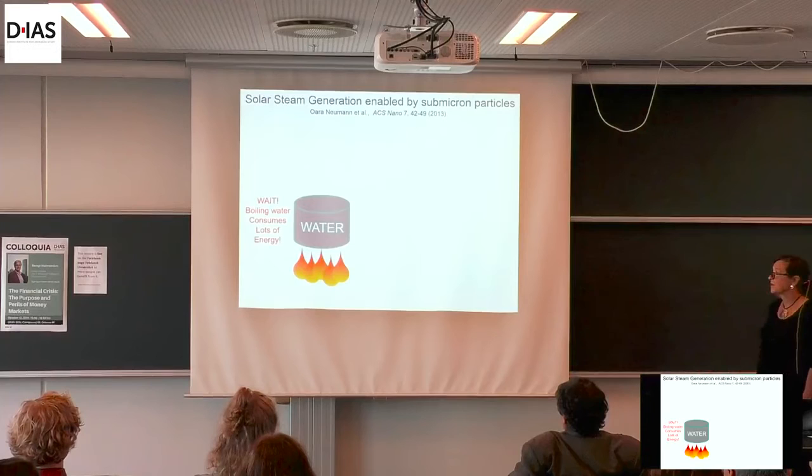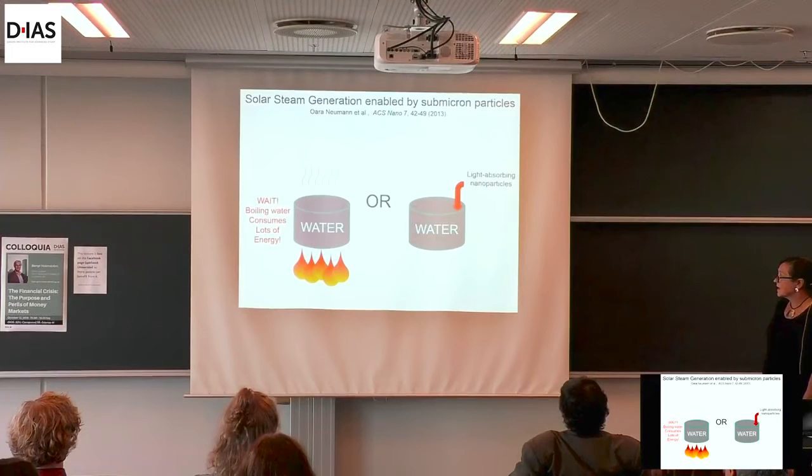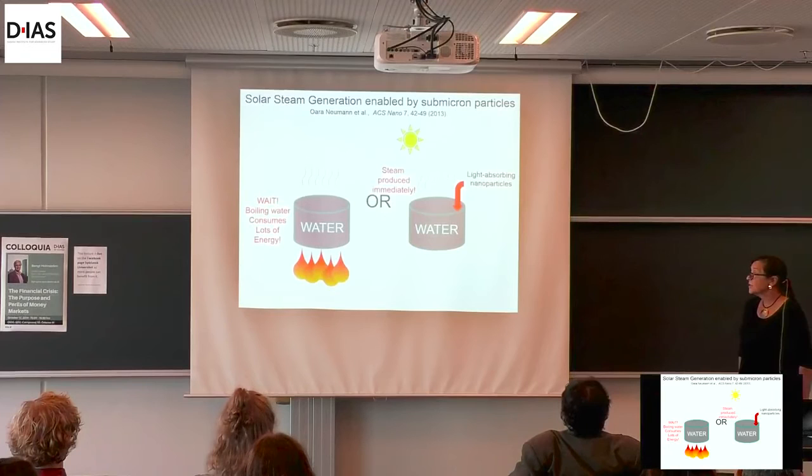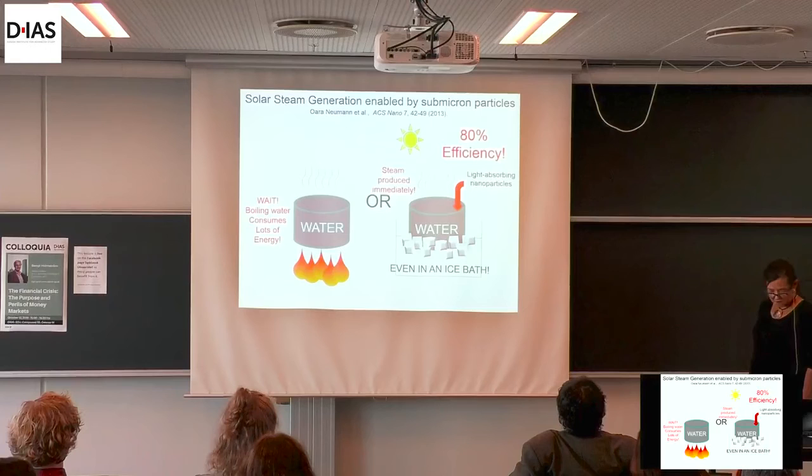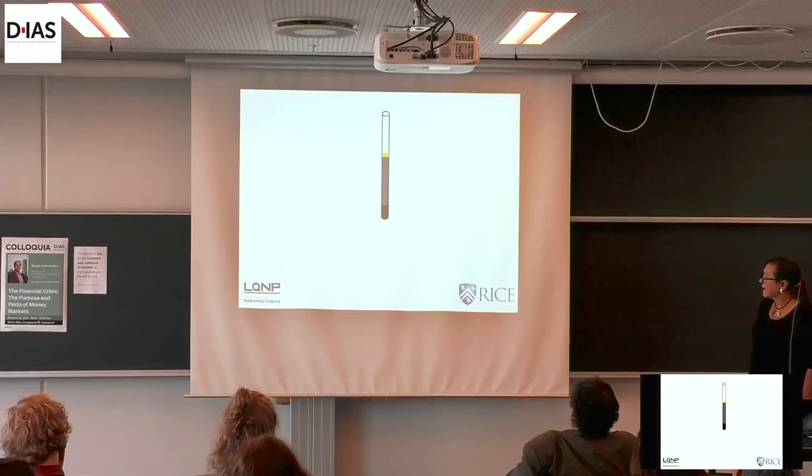So eventually you will get steam, but if you're impatient, you can take water and light-absorbing nanoparticles, any light source, sunlight is just fine, and you'll produce steam immediately. You'll produce steam at a high efficiency, which depends on the nanoparticle concentration, but you'll do this even if it sits in an ice bath. So we've, in a certain sense, decoupled steam generation from water heating. And so how do we do this?